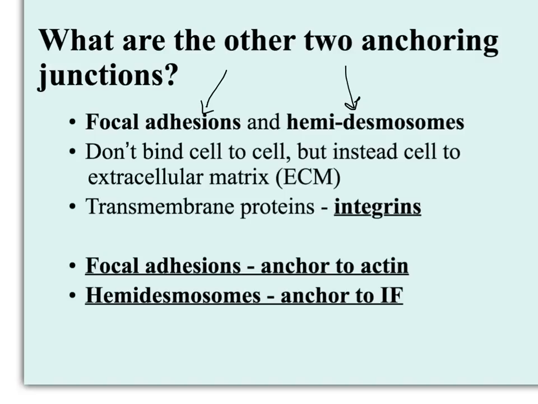Okay, but these two anchoring junctions are cell to extracellular matrix. So they're not cell to cell, but they're binding cells to the material that's outside of cells. And this actually is really important. They're both really important. Linking cell to cell and linking cells to extracellular matrix are some of the things that keep cells from just going all over the place.